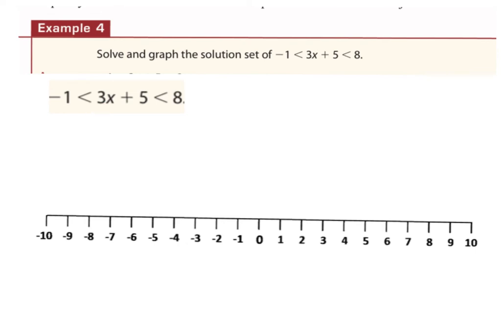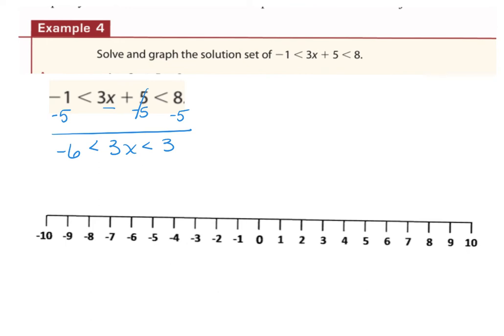So by that I mean I need to subtract the 5 to get it away from the x. Well, I need to subtract it from all three sections. So I subtract 5 here, and I subtract 5 here. So I subtracted all three places. It cancels in the middle, which is what I want. Negative 1 minus 5 is negative 6. I still have less than. Here I have just 3x. And here I have 8 minus 5, which is 3.